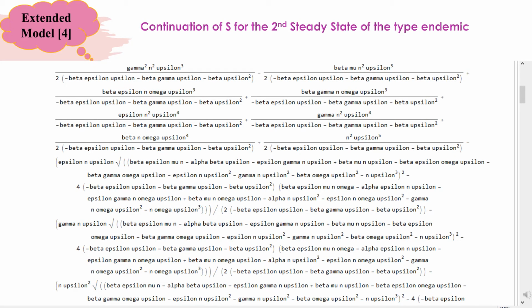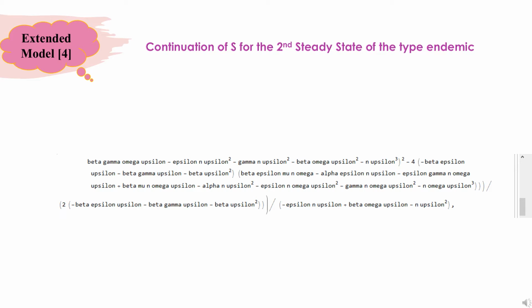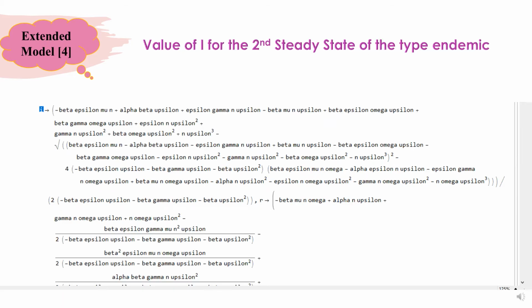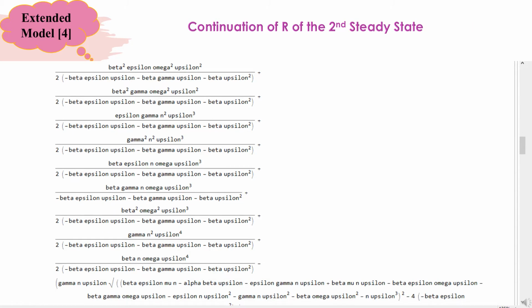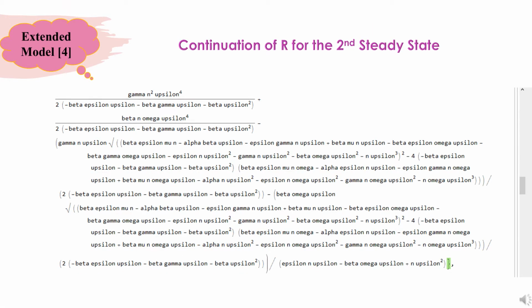This slide shows the continuation of S for the second steady state of the endemic type. This is the final continuation of S for the second steady state. This slide shows the calculation for the value of I for the second endemic steady state. This is the highlighted calculation for the value of R, with its continuation and final continuation for the second steady state.